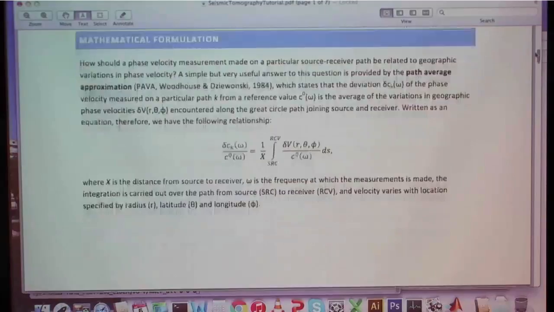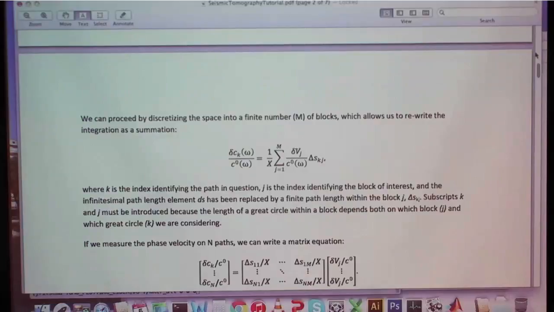Then you discretize the problem. Here you're making your first choice, the choice of how you are parameterizing your Earth. You're choosing a total of M blocks that parameterize the area through which the waves are propagating. So that's your first regularization right there.